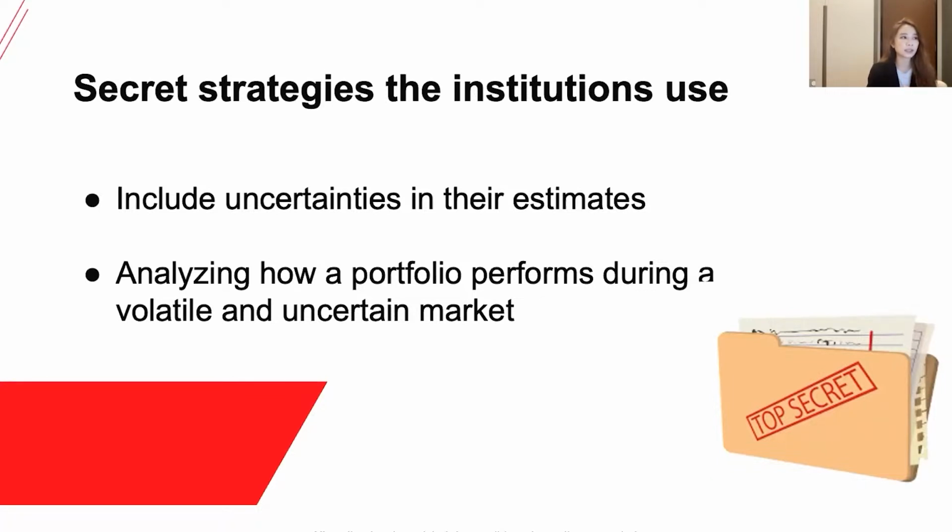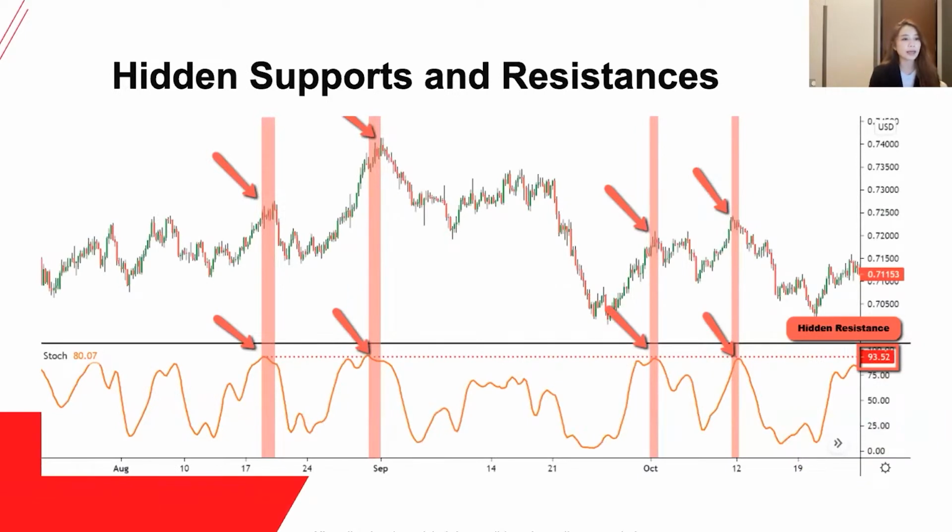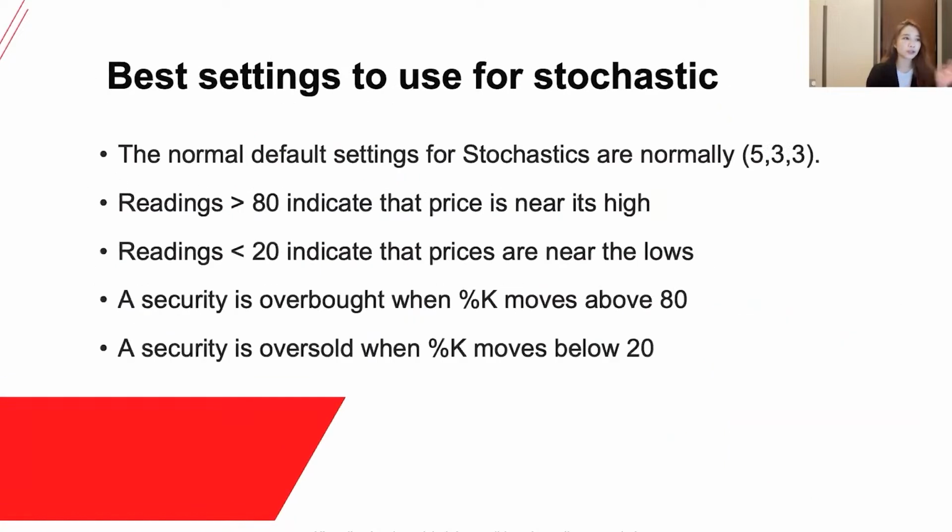Some of the secret strategies that institutions use, or that I sometimes showcase in some of the webinars we have had where I use stochastics as the indicator, will actually include the uncertainties of their estimates and analyze how the portfolio performs during a volatile and uncertain market. So we are looking at something called the hidden support and resistance. Backtrack a little bit: on this slide, we are looking at highs that are 80 and lows that are about 20. So we are looking at these two as resistance and support.